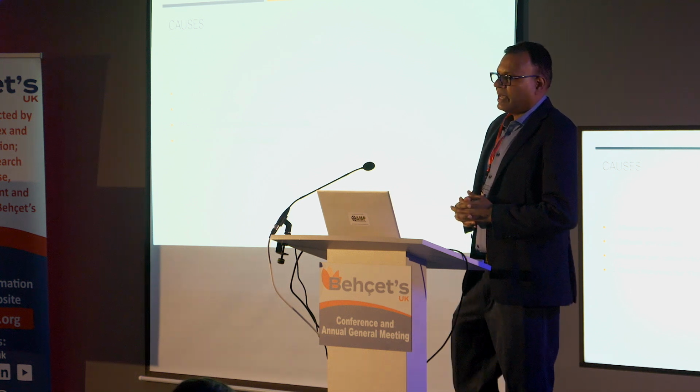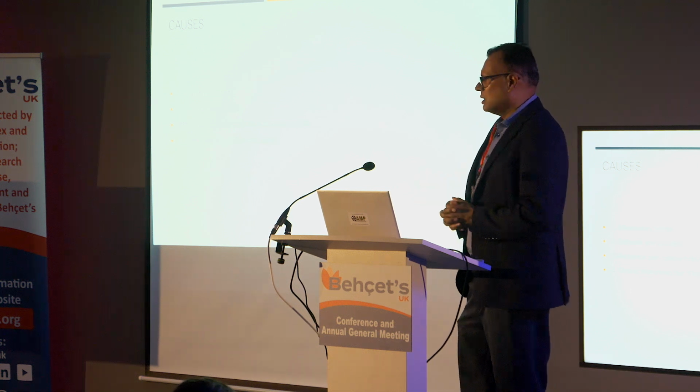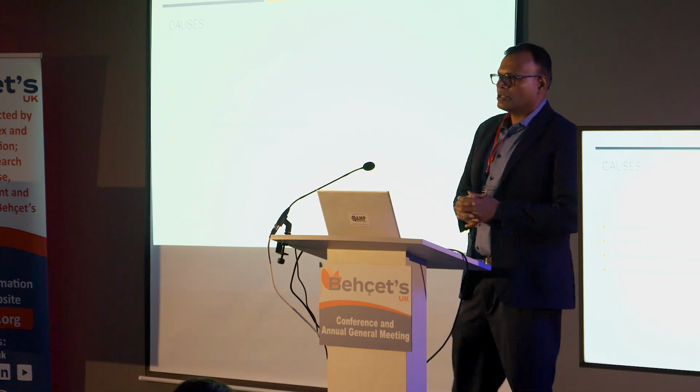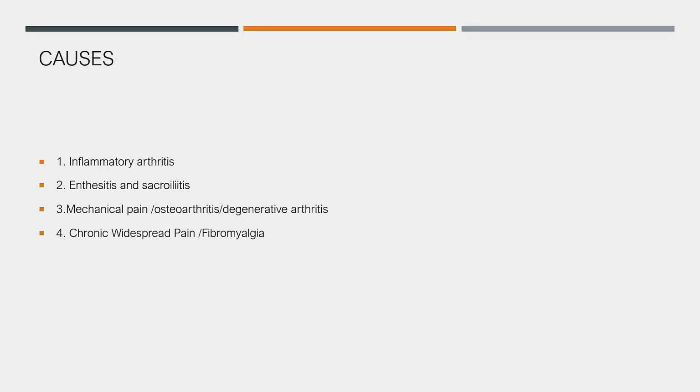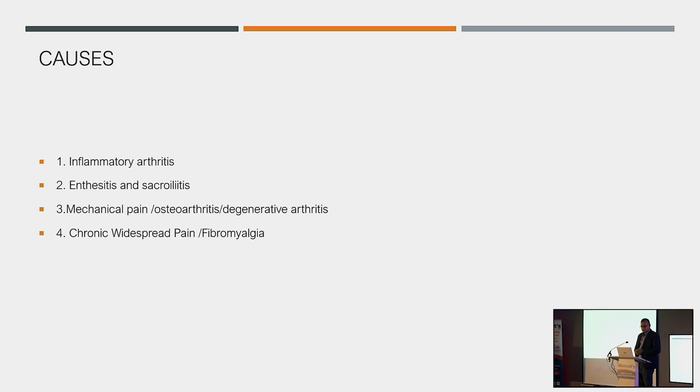Then some people may have mechanical pain. That means it's due to the mechanics around the joint. So it could be a degenerative joint disease, or it could be due to the tendons and ligaments around the joints which can cause pain. And the last one is chronic widespread pain or fibromyalgia, which causes widespread pain, which we don't understand very well.